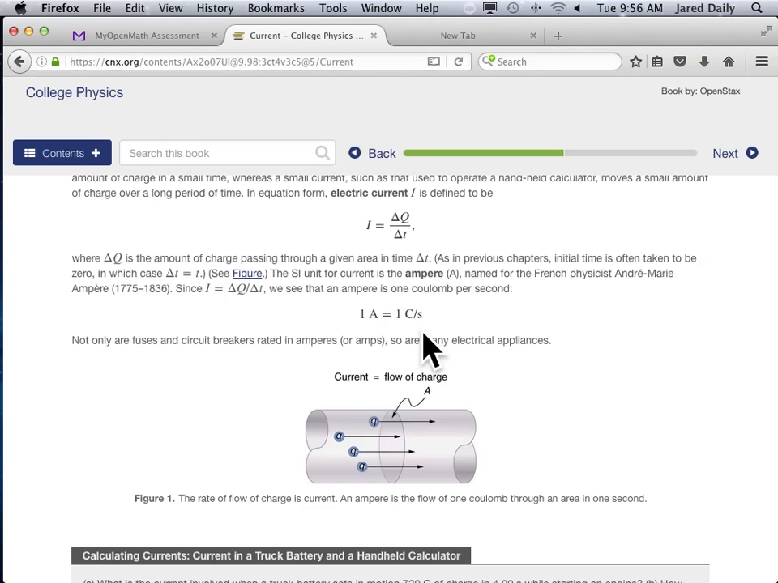1.6 times 10 to what? Times 10 to the minus 19, that's how many coulombs of charge an electron has. And it's negative 1.6, right? So 1 amp is a lot of current. André Marie Ampère, one of the dead Frenchmen.